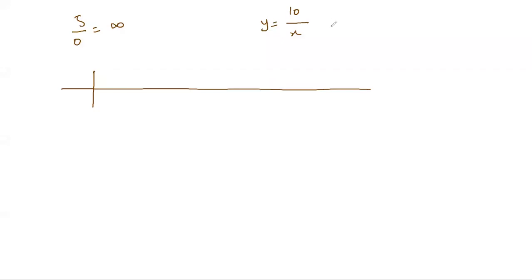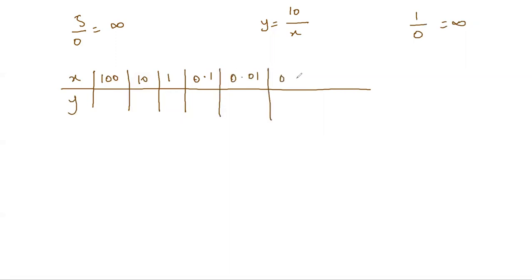Okay, we want to learn why anything over zero, like 1 over 0, is infinity. So I'm taking an example here, y is equal to 10 over x. Now here is x and here it is y. I'll take x as 100, then 10, then 1, then 0.1. You can have your calculators with you. Then 0.01, 0.001, and maybe 0.0001. And when it goes to 0, what will happen?